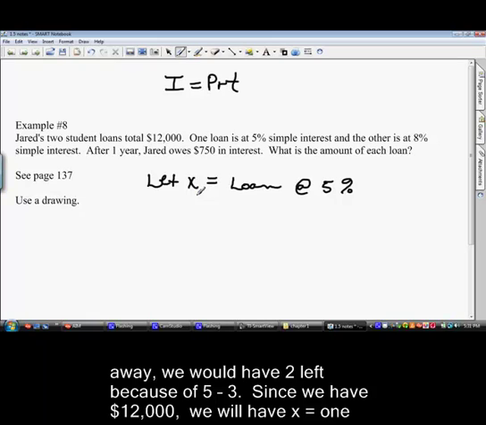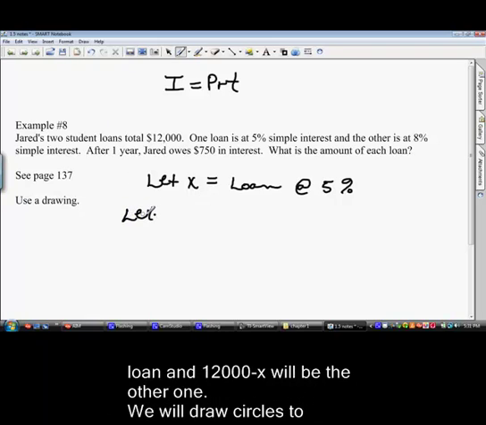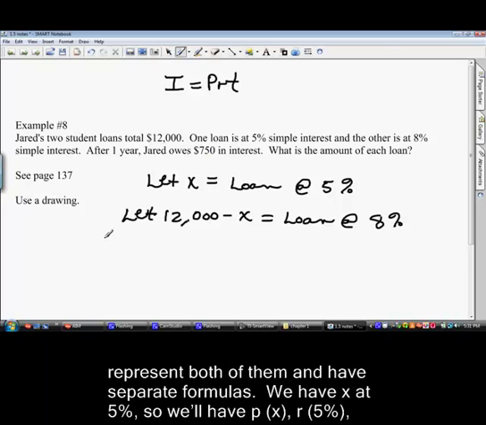So when we define our variables, we want to now say let the remainder, which is 12,000 minus X, this tablet, my writing is just horrible here, equal the loan at 8% interest. So we have 2 loans. This is the first one. This is the second one. Now, both of those involve the formula I equals PRT. We have 2 of those. And what I'm going to do is draw circles to represent both of them so that we can talk about separate formulas for both of them.